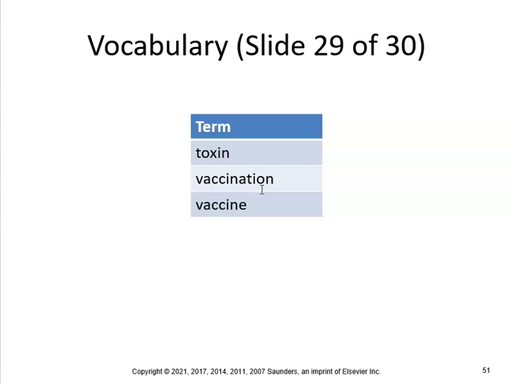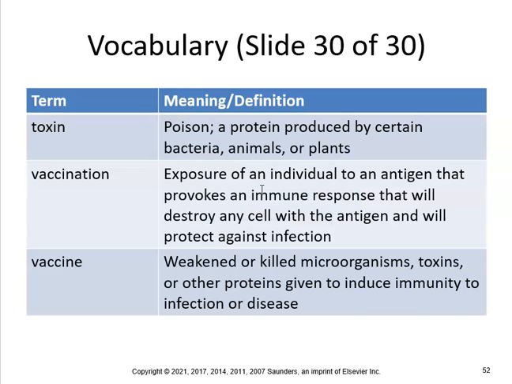A toxin, a vaccination, and a vaccine. A toxin is a poison, a protein produced by certain bacteria, animals, or plants. A vaccination is exposure of an individual to an antigen that provokes an immune response that will destroy any cell with that antigen and will protect against infections. And a vaccine is weakened or killed microorganisms, toxins, or other proteins given to induce immunity to infection or disease. Again, there's a flu vaccine, you've had all the vaccines as a child, and then we're all, like I said, waiting for the coronavirus vaccine.